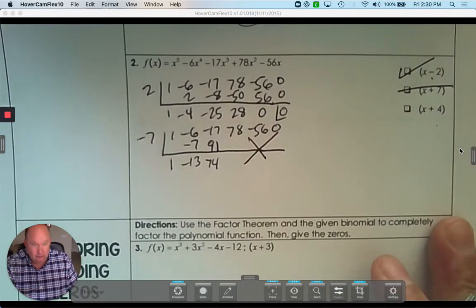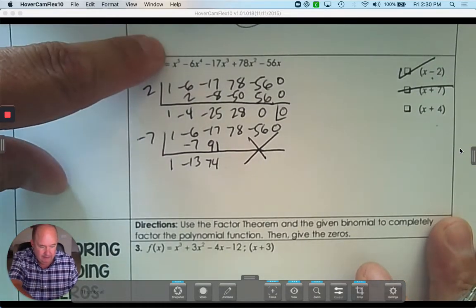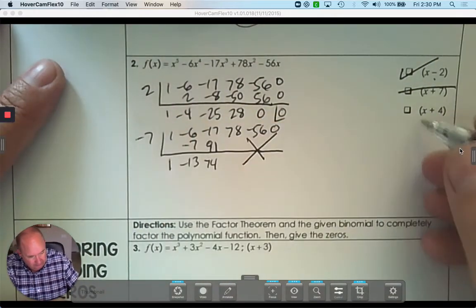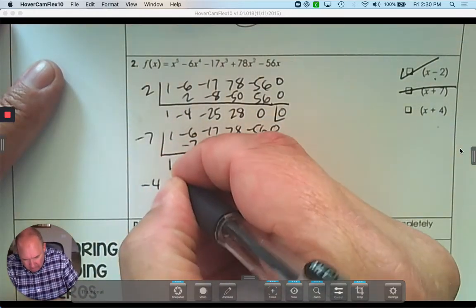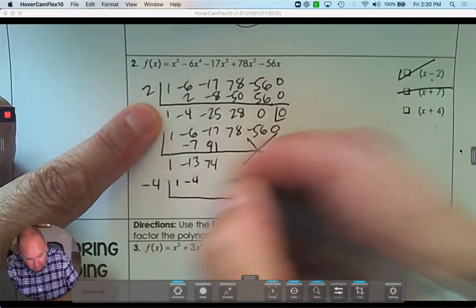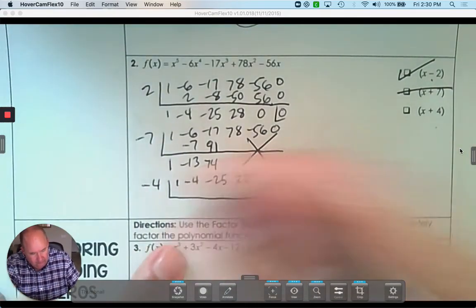Now the good news is, once you find one that works, I don't have to go back to the beginning. I can take the answer and use it to divide to make it a little quicker and shorter. So take the answer of the one that worked and use it, and it just makes it a little bit shorter to do. So I'm going to do that.